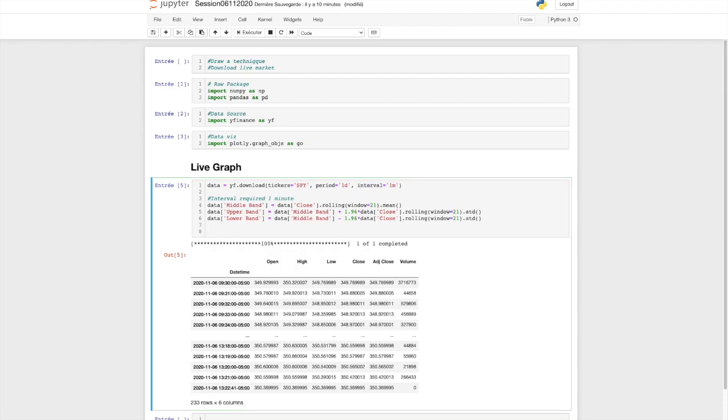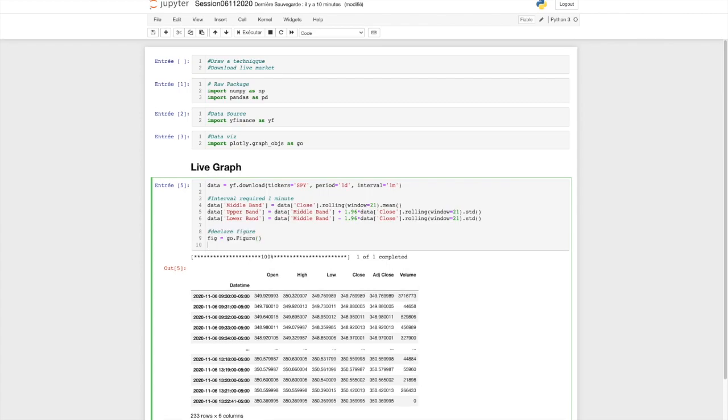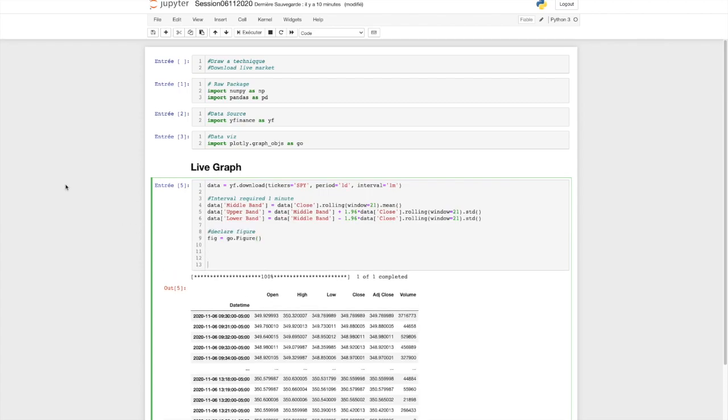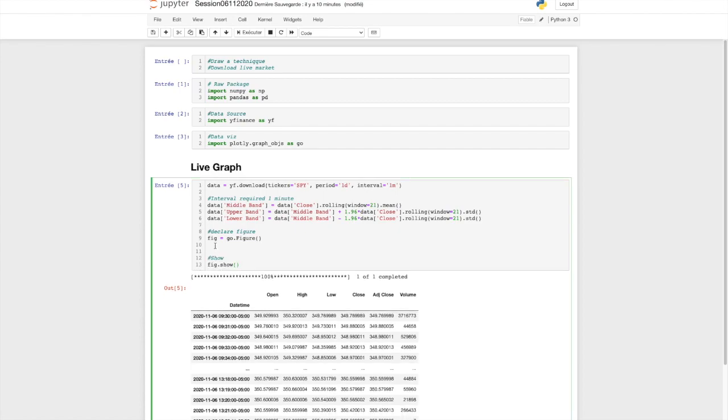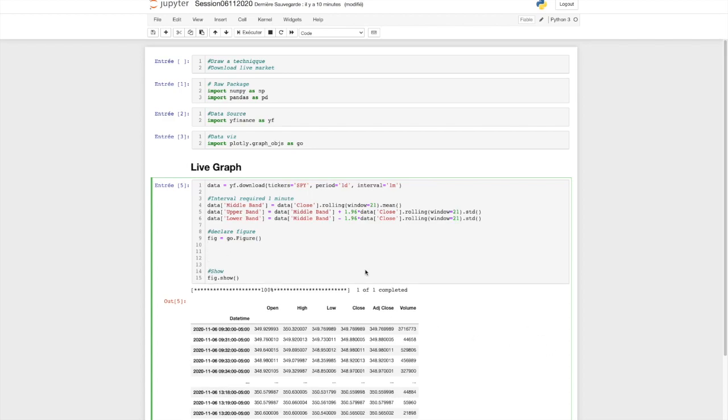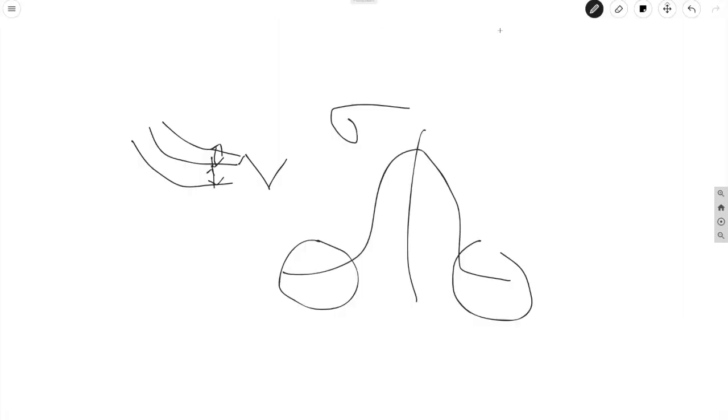Let's continue, and we are going to plot it, which means we're going to use Plotly. And with Plotly, if you remember well, the first command to set up is to declare your figure. The last one is going to be to show the figure, and in between you have to set up essentially how we're going to set up our graph here.